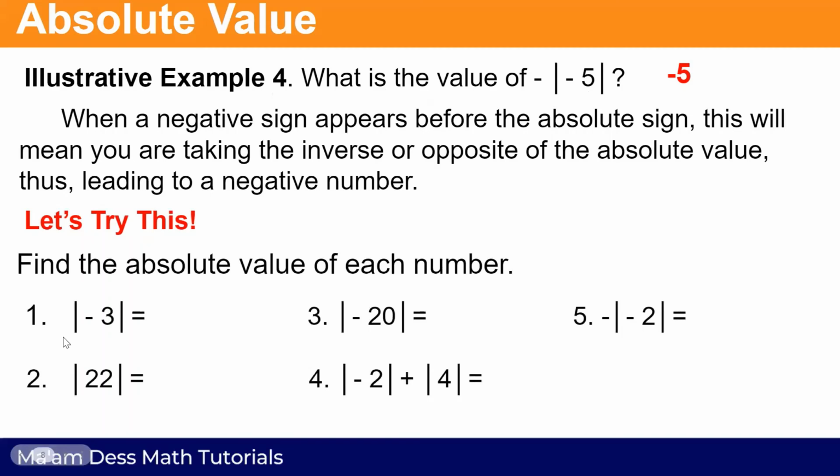For number 1, the absolute value of -3 is +3. The absolute value of 22 is +22. Number 3, the absolute value of -20 is +20. The absolute value of -2 plus the absolute value of +4 is 6. And the last, negative absolute value of -2 is -2.